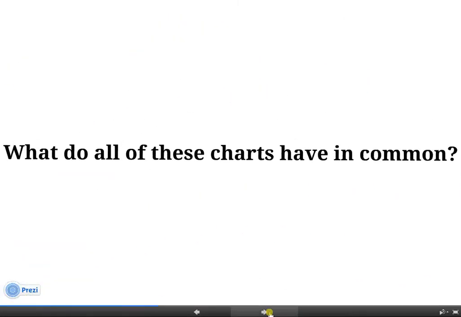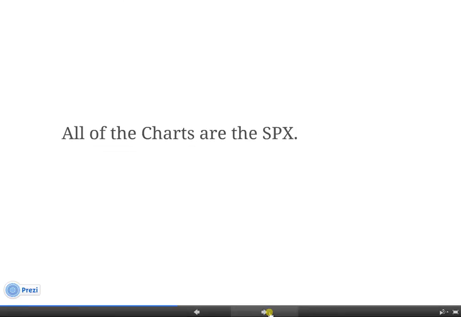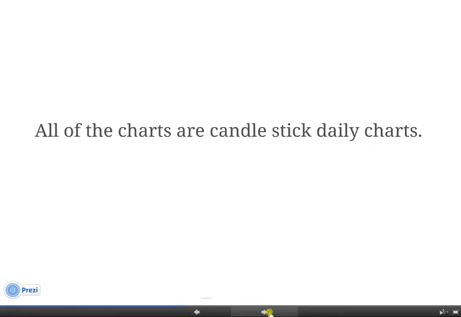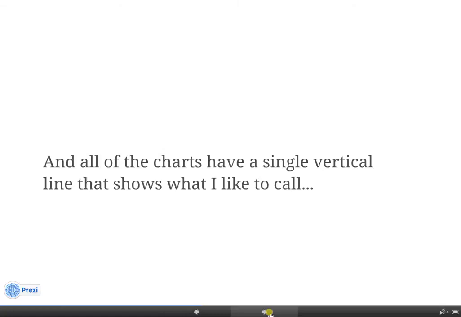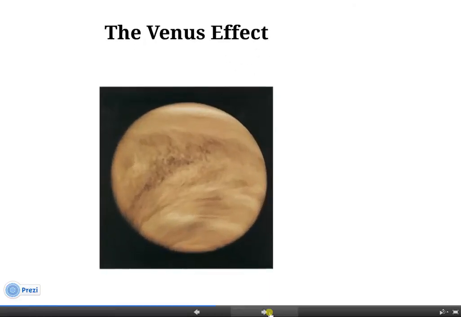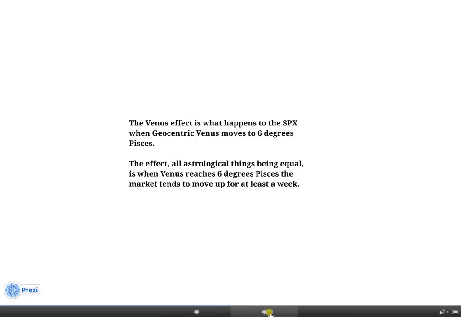Now, what do all these charts have in common? First off, all of the charts are the S&P 500 cash index. All the charts are candlestick daily charts. And all the charts have a single vertical line that shows the time frame of what I like to call the Venus effect. Now, the Venus effect is what happens to the S&P 500 when geocentric Venus moves to 6 degrees Pisces. The effect, all astrological things being equal, is when Venus reaches 6 degrees Pisces, the market tends to move up for about a week.